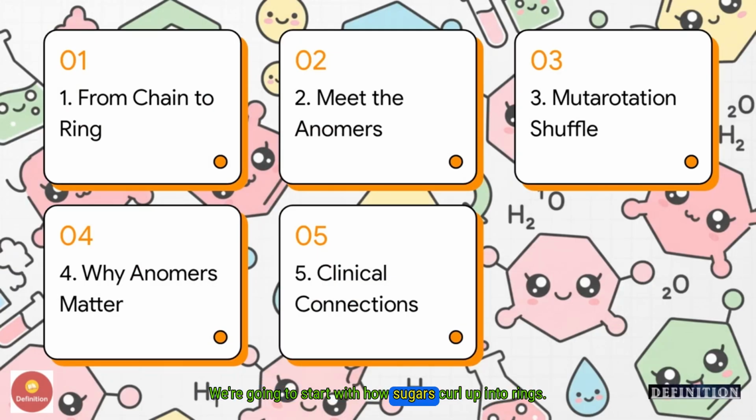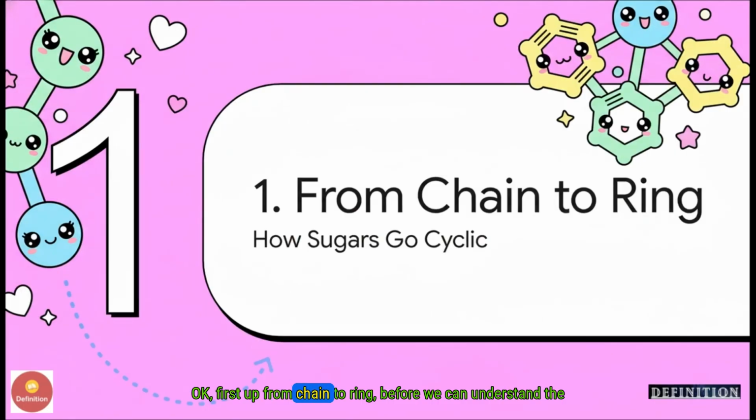We're going to start with how sugars curl up into rings, then we'll meet the two identities, we call them anomers. After that, we'll watch them do a little dance called mutarotation, figure out why any of this matters biochemically, and finally connect it all back to medicine. Let's get into it. Okay, first up, from chain to ring.